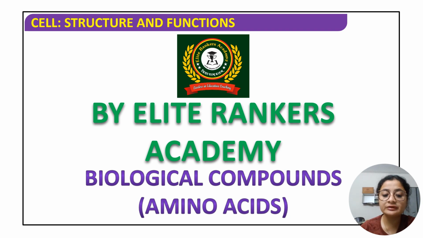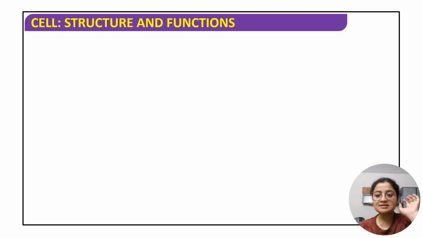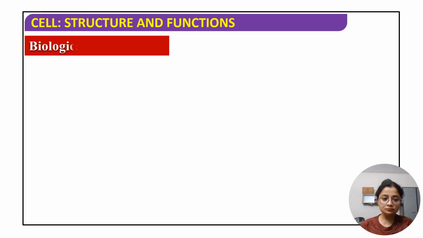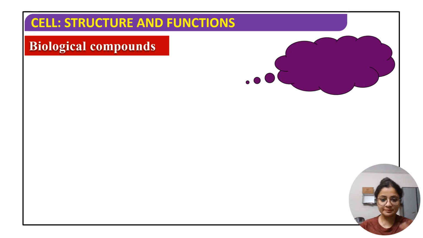This is a continuation of the biomolecules part which we had started since the last session. In this session we will be talking about the biological compounds. We will be mainly starting with amino acids and then we will be moving on to the lipids and other heterocyclic compounds. Okay, so let's first focus on amino acids. The first part of the session will be about amino acids.